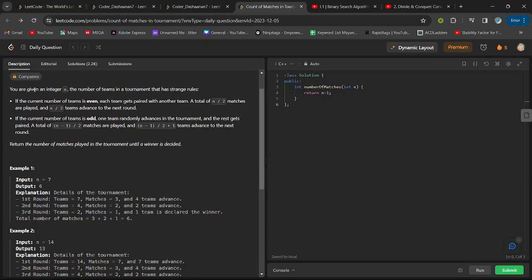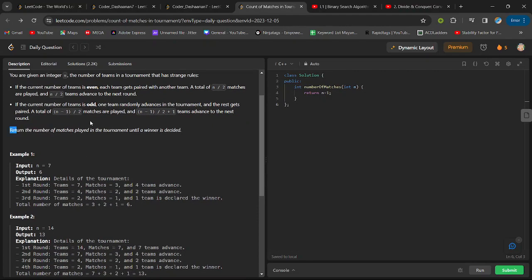It has a strange rule that if the current number of teams is even, each team gets paired up with another team. Okay. If the current number is odd, one team randomly advances to the tournament and the rest get paired up. Okay. So we have to return the number of matches played in the tournament until a winner is decided. Okay.